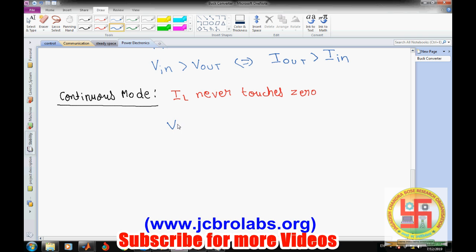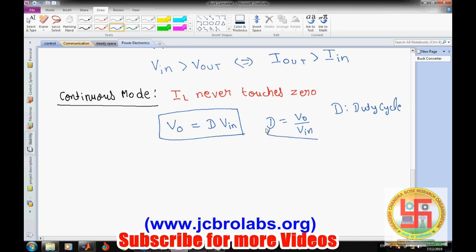In this continuous mode, this particular relation holds good. That means the output voltage is equal to D times Vin. What is D? D is the duty cycle of the pulse train. So we can say D is Vout by Vin. I am sure you all are familiar with the duty cycle. Similarly, in the continuous mode of operation, the values of L and C can be estimated as well.